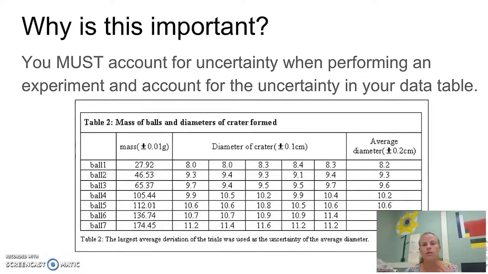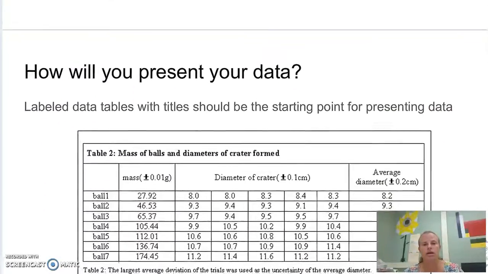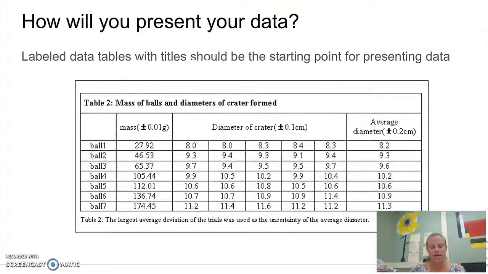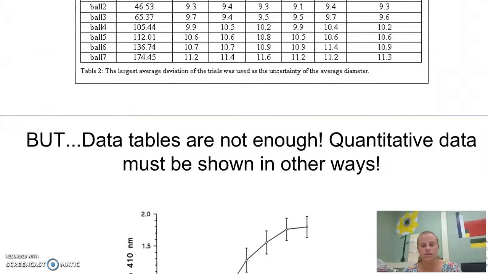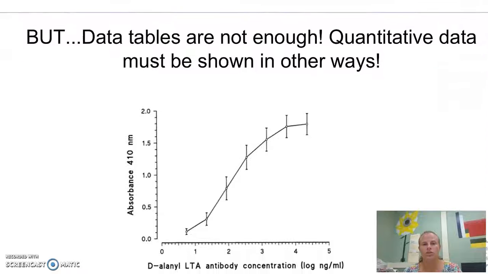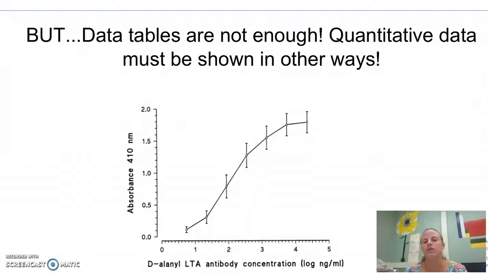So why is this important? Well, I must account for uncertainty when performing this experiment. So how am I going to do that? I'm going to present my data in labeled data tables. You see how I have it labeled here? And I have the uncertainty of my measurements correctly identified. But data tables aren't enough. Quantitative data has to be shown in other ways, and the other way is by a graph. This graph might look a little different than the ones that we've seen before. It has what are called error bars.